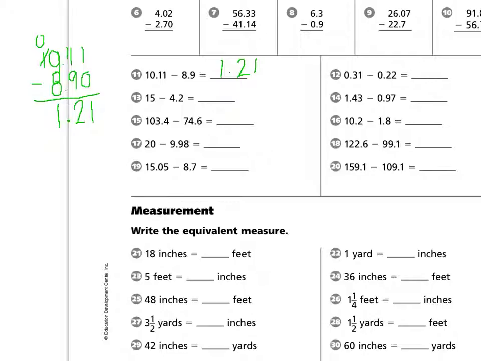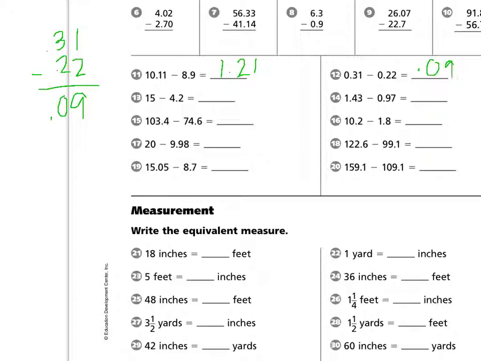Number 12, you can do the same thing where you're going to be lining up the decimals. You have 31 hundredths minus 22 hundredths. And you should be able to do this in your head that this would equal 9 and 0, bring your decimal straight down, so that would equal 9 hundredths.